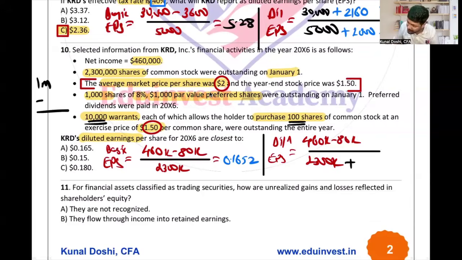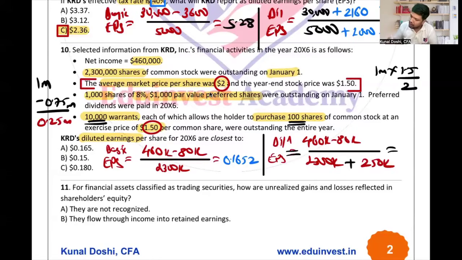But how many can be repurchased? For that, you need to see 1 million at what price? 1.5, and repurchase at the market price of 2. So when you do 1 into 1.5 divided by 2, basically 0.75 million you can repurchase. So the net issue is 0.25 million. This is the treasury stock method. So the additional shares, 0.25 million, is how much? It is 250,000. Got it?